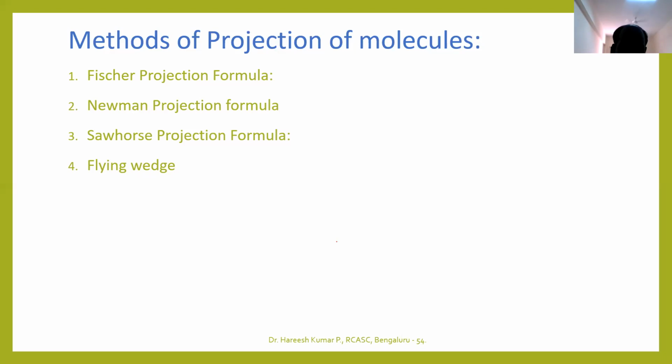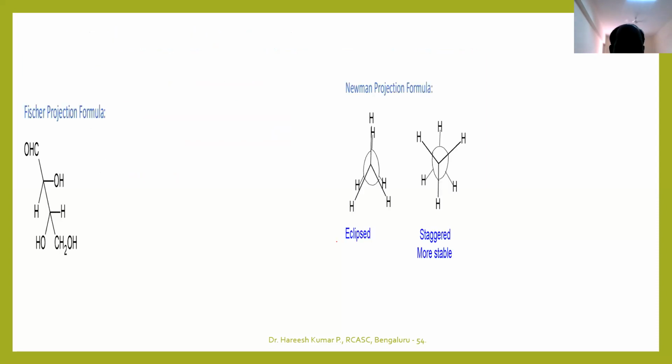Flying wedge representation is important. It gives a three-dimensional view. Three-dimensional view means towards the observer, away from the observer, above the plane, below the plane. Those things we will discuss under the flying wedge representation of chiral molecules. Anyway, we will discuss one by one. So with this, I will move to the next slide.